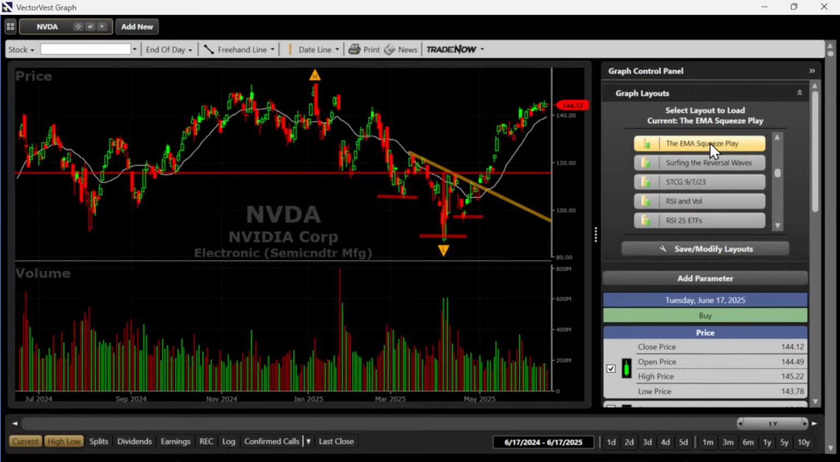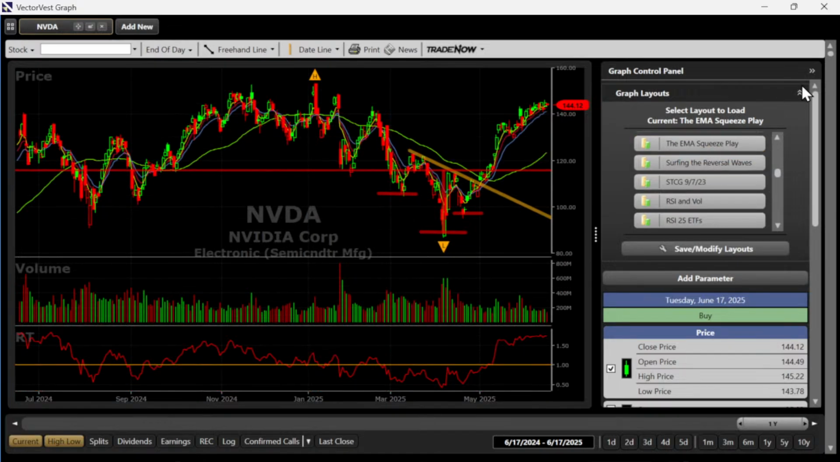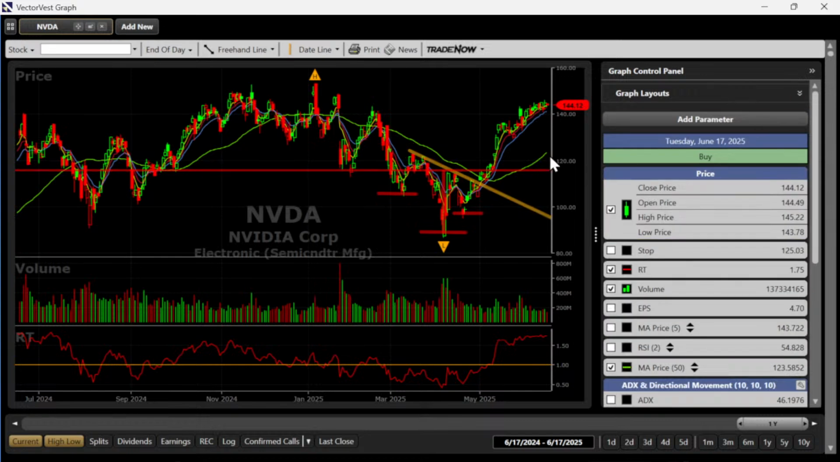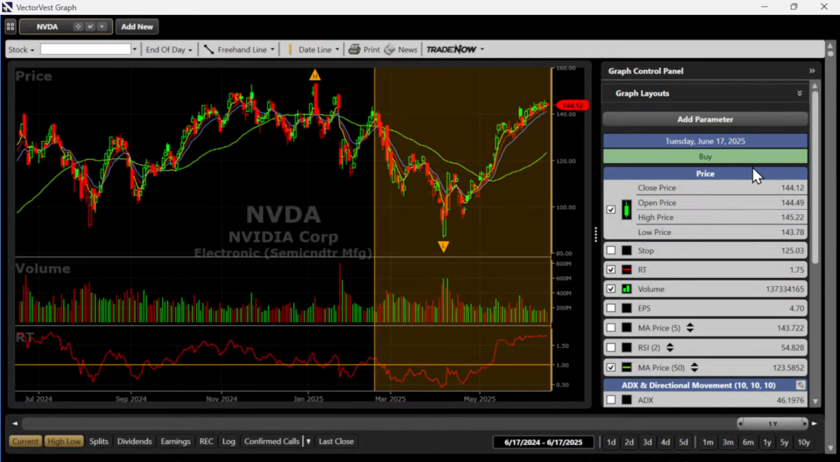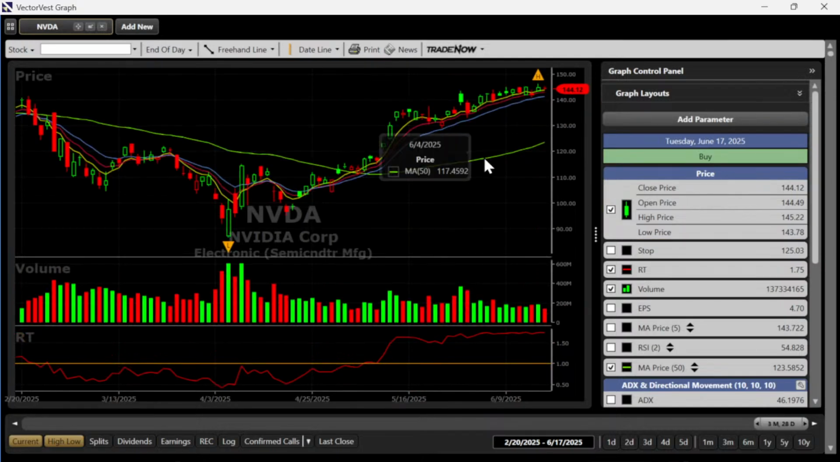I'm going to put my EMA squeeze layout on. Remember, 50-day moving average. Let me remove some of these lines. 50-day moving average in green, 5-day EMA is in yellow, 8-day EMA is in red, 13-day EMA is in blue. You got volume and you got RT at the bottom. So that's all I really need.